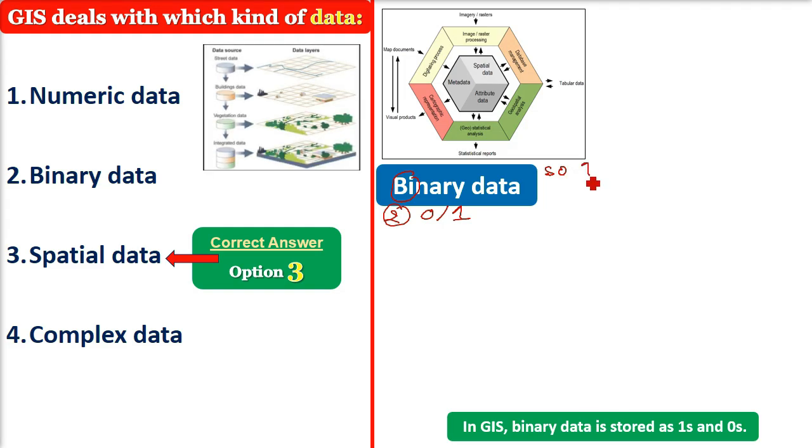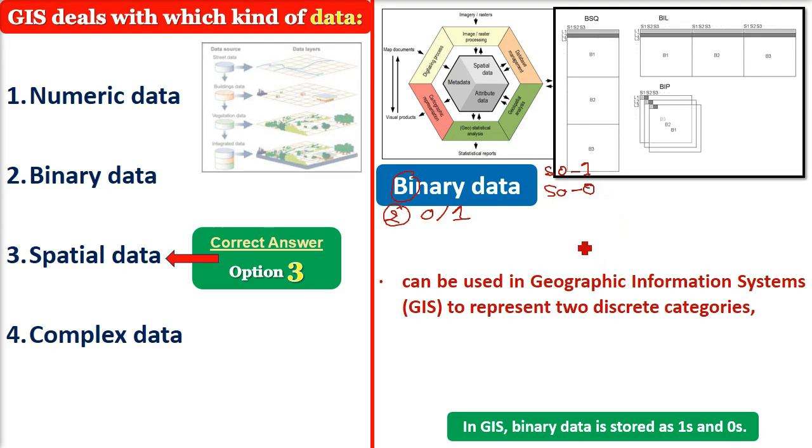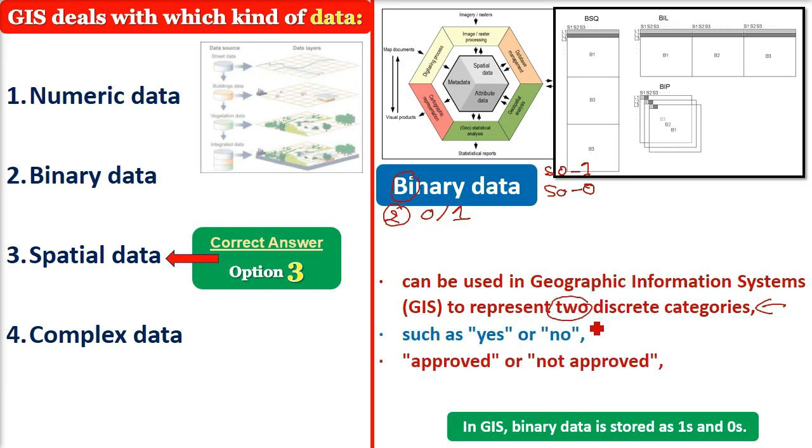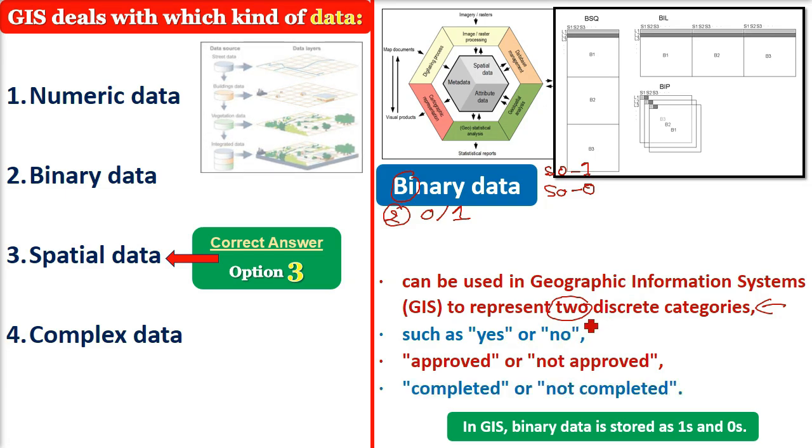If you have a switch, when you turn the switch on, it will be 1. When the switch is off, it will be 0. In your home, I'm talking about. So this binary data can be used in GIS to represent two discrete, different categories. Or if you have a question which can only be answered in yes or no, approved or not approved, completed or not completed, this will be binary data.